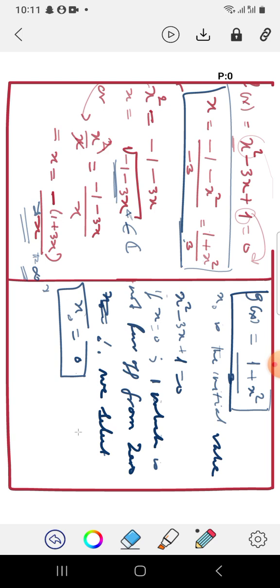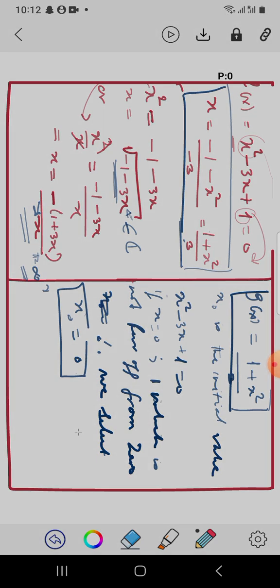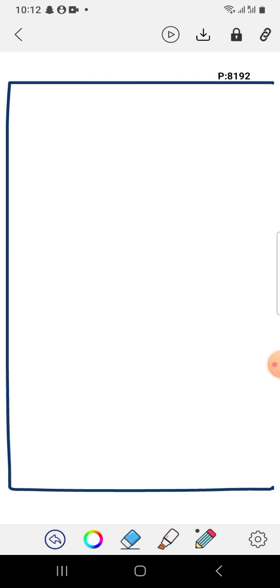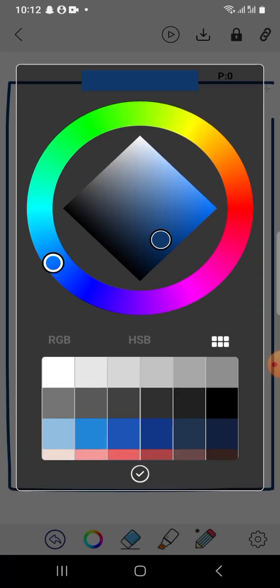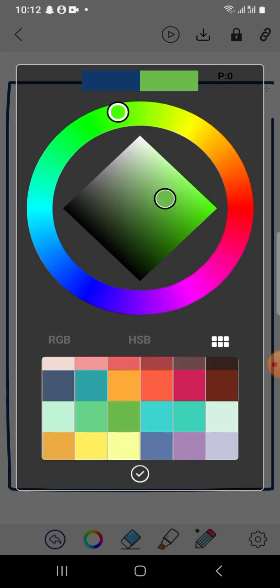Okay, so now I'm saving this. I want my scrapbook to be as fanciful as possible, so I'm going for another color. Bite me if you don't like it. Okay, I'm going for green. Okay, fantastic, green.